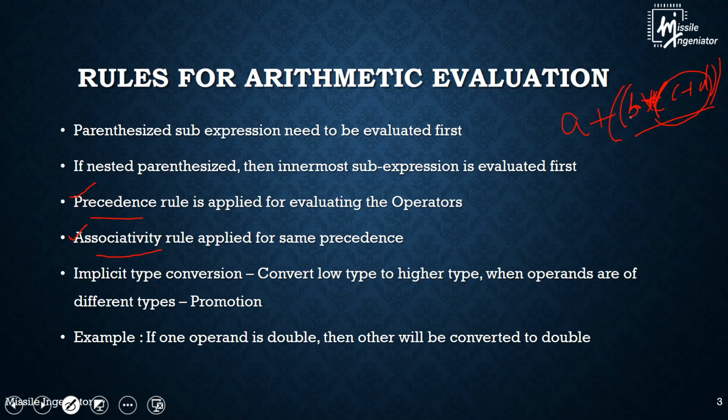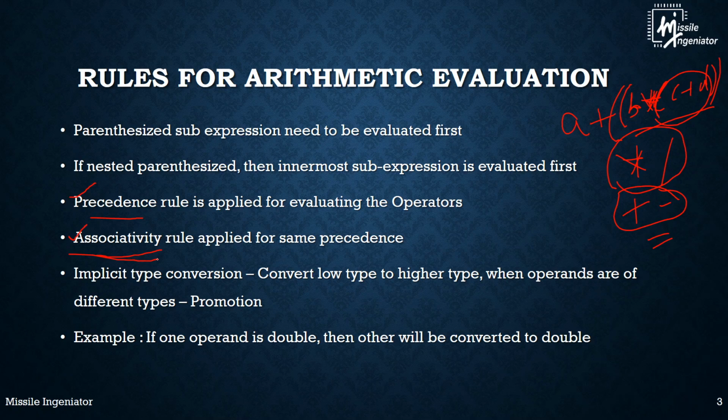So when you perform evaluations, you need to consider the precedence value. Based on precedence, you first evaluate multiplication or division, then plus and minus, then assignment. I have already explained all these things. In the worst case, what if the expression contains only multiplication and division, or only plus and minus? At this time we follow the rule of associativity.